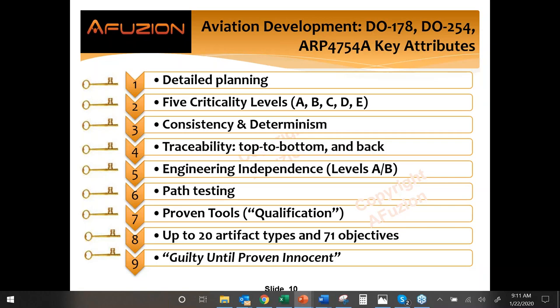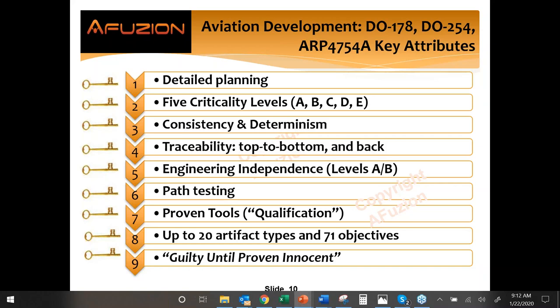The criticality level is based upon a formal safety assessment. Formal because it follows 4761, 4754 and determines what the failure condition is, what's the failure effect, the worst case. Then traceability, top to bottom, safety requirements to system requirements to hardware, software to implementation, and bottom to top. Are all the implementation elements there for a reason? The reason is you have requirements.